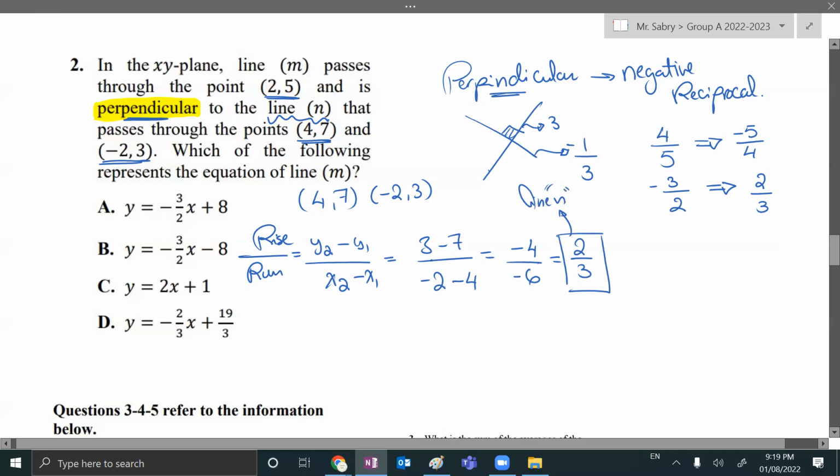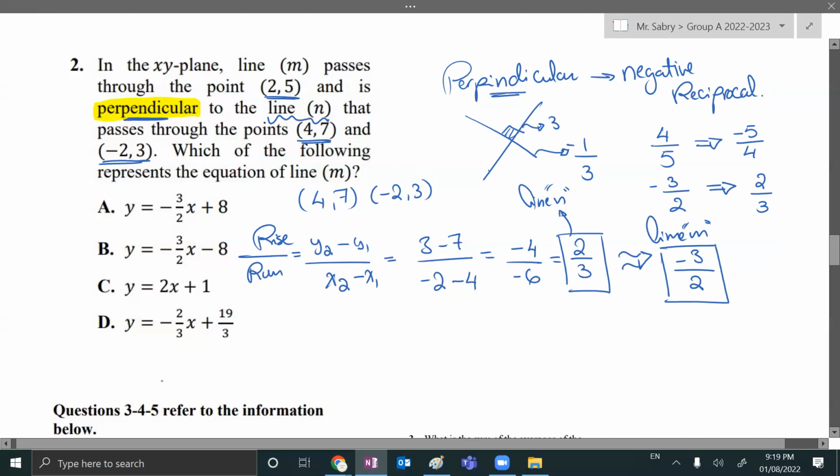So what's the slope of line M, the one that's perpendicular? I'll flip, and I'll switch the sign. So line M, the one that is perpendicular, will have a slope of negative 3 over 2. Flip and switch the sign.